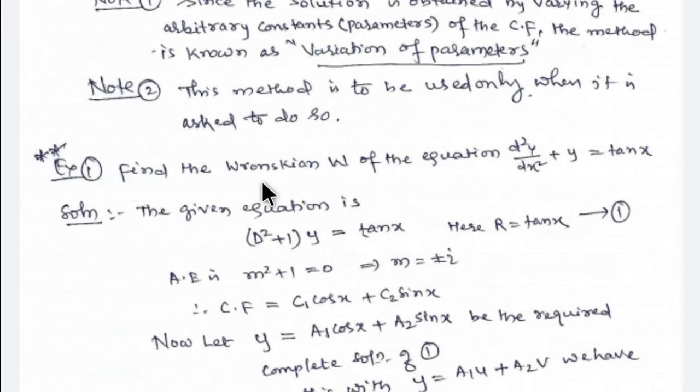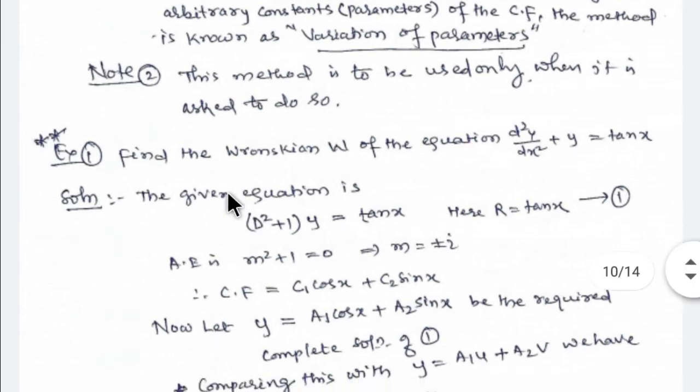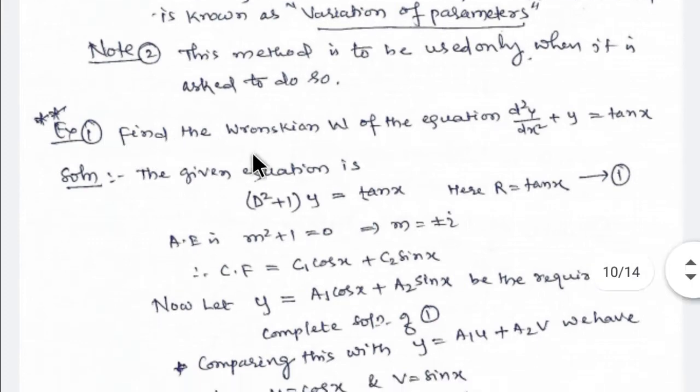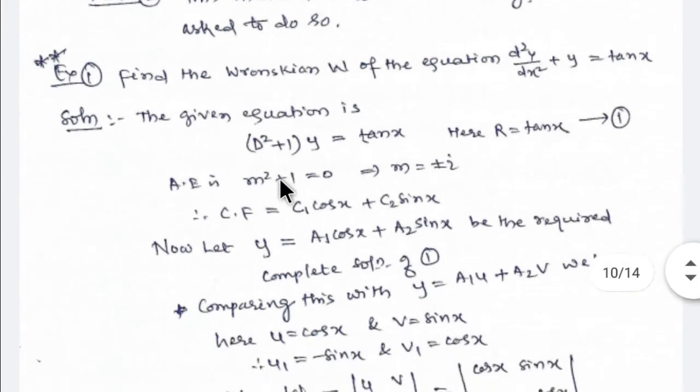First of all, how to find out the Wronskian W? This type of question may be asked for 2 marks. You see this example. Find the Wronskian W of the equation d2y by dx2 plus y equal to tan x. Very first, you take the given equation and write it in symbolic form: d square plus 1 into y equal to tan x. Here r is tan x.